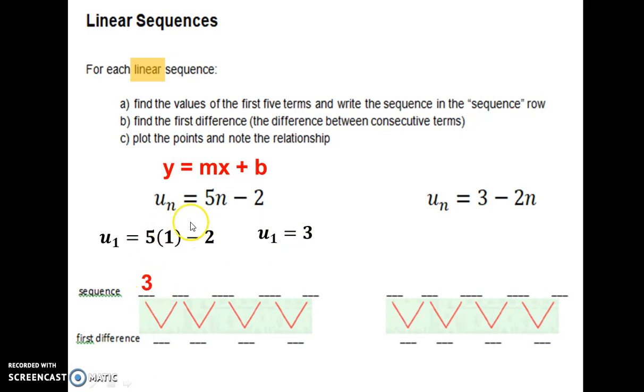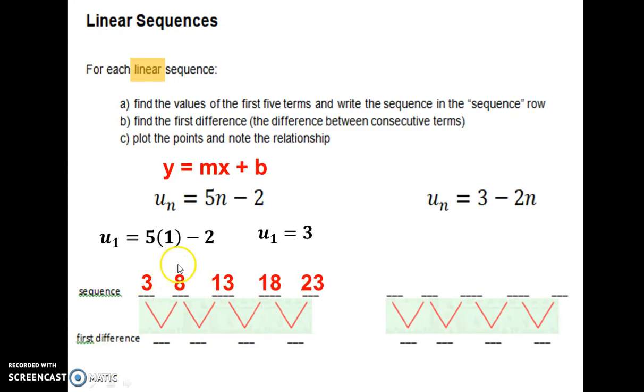Now do the same thing just in your head. Replace n with 2 and find u2. And then u3, u4, u5. So what should those be? Try that now. Okay, hopefully you got 8, 13, 18, and 23.